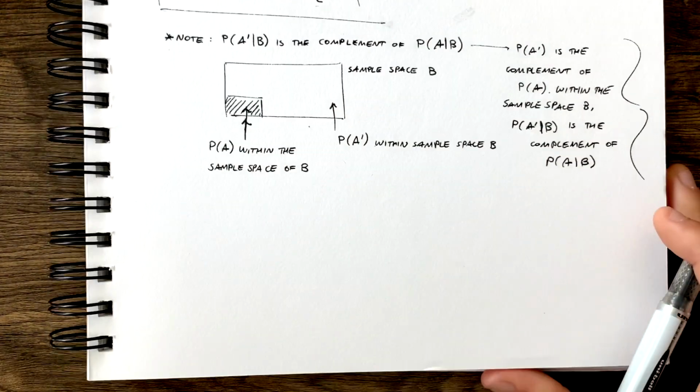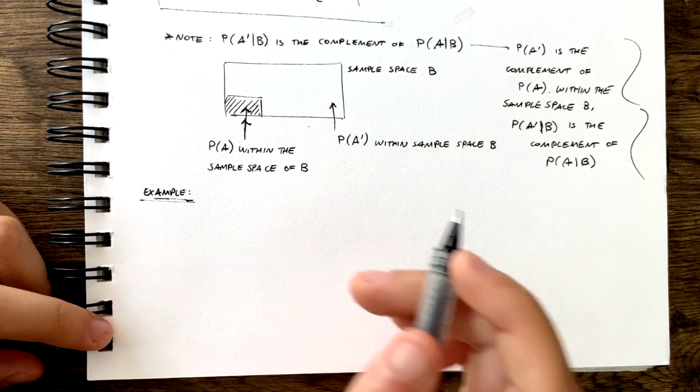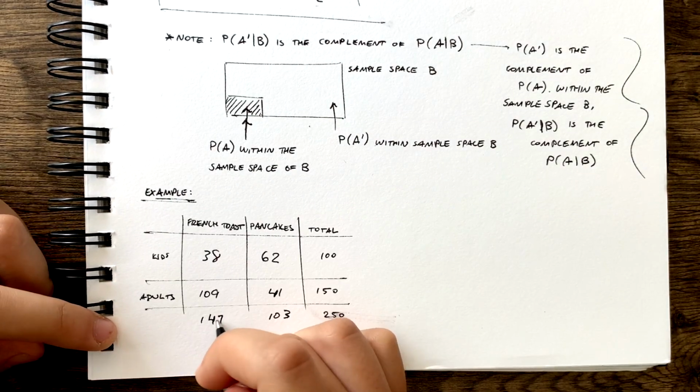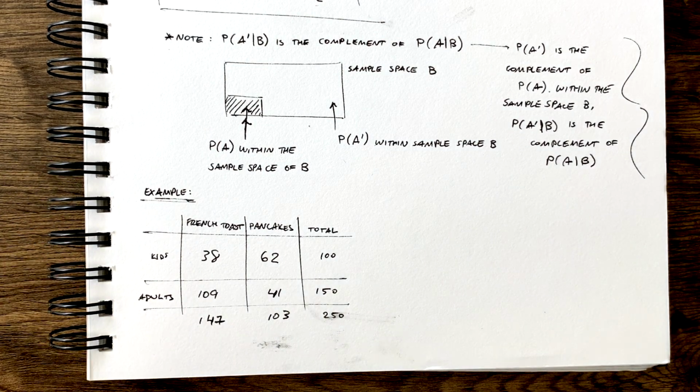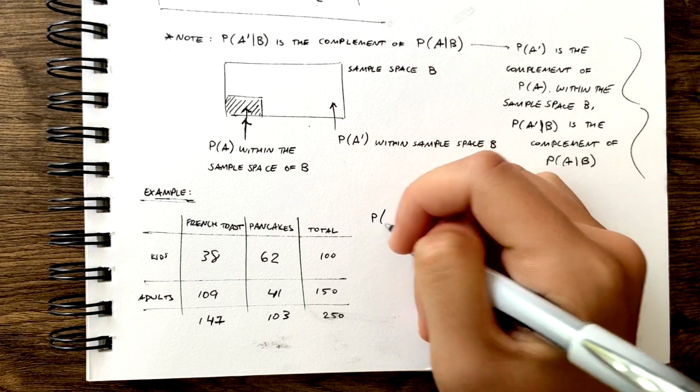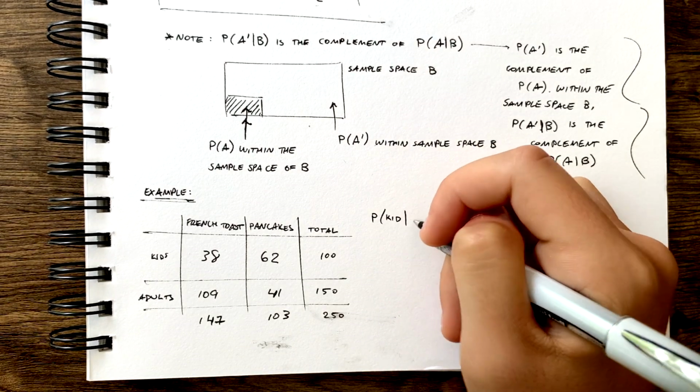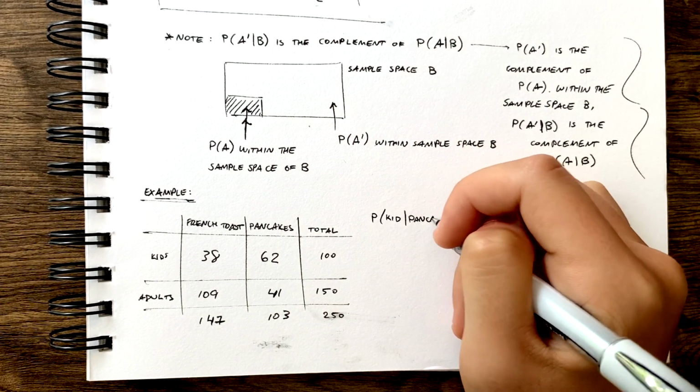So let's run through a quick example of this. Let's say that we have this given chart where we sampled a number of kids and adults and asked them if they prefer French toast or pancakes. And let's say that we want to figure out the probability that we just surveyed a kid, given that we know for a fact we surveyed someone who prefers pancakes.